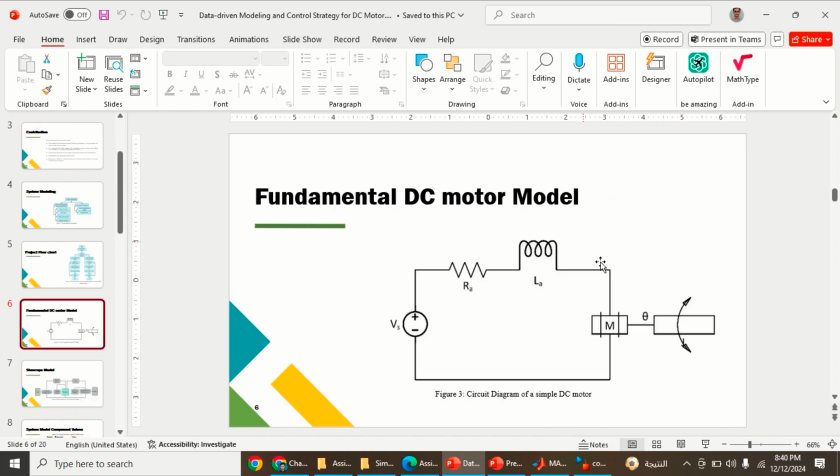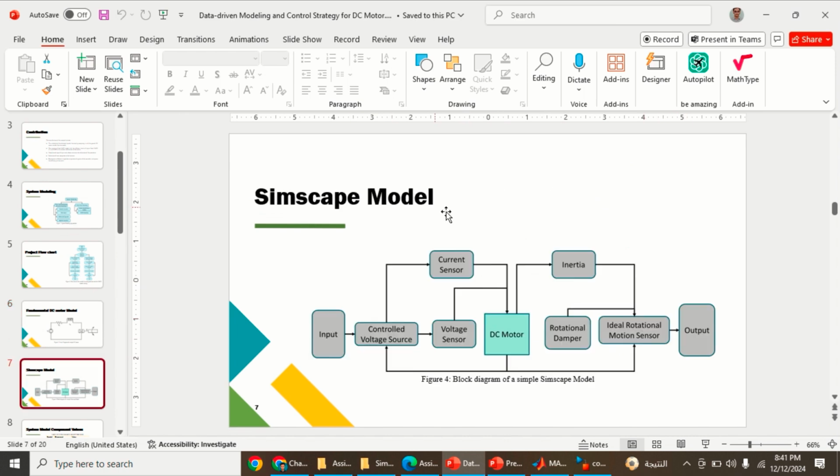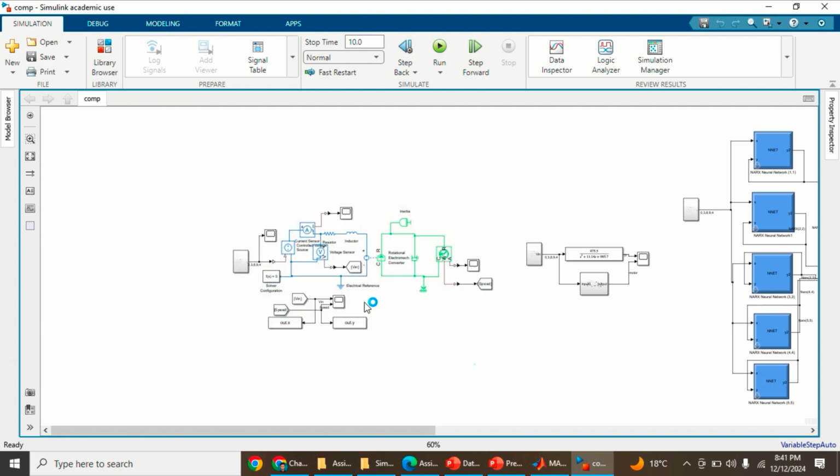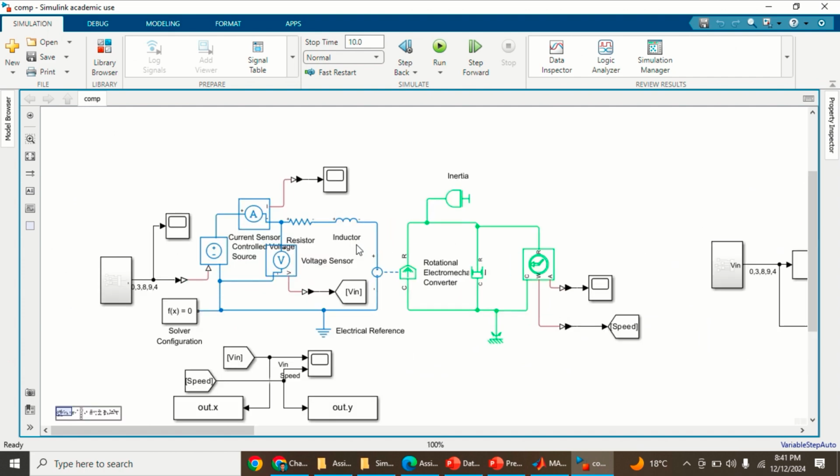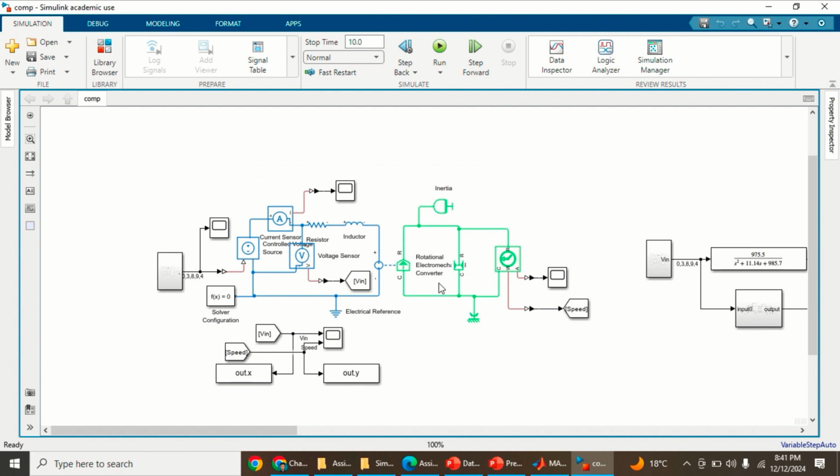This is the fundamental DC motor model: voltage source, resistor, inductor, motor, connected to some load. So this is the Simscape model for the DC motor. We are not using any mathematical equation for the DC motor. We are using the physical resistor, inductor, inertia, damper and sensor, and here our input is voltage and output is speed. Our aim is to control the speed by giving the input voltage, and from here we are taking the input voltage and output speed and using them for additional applications.